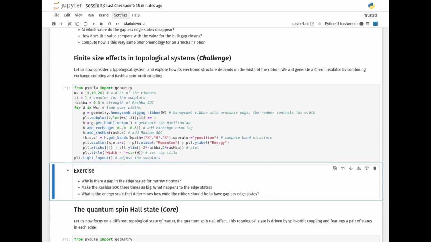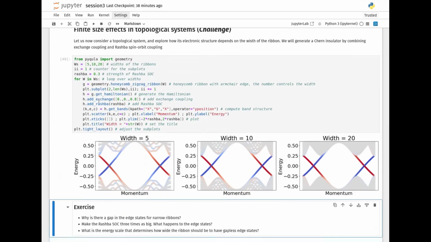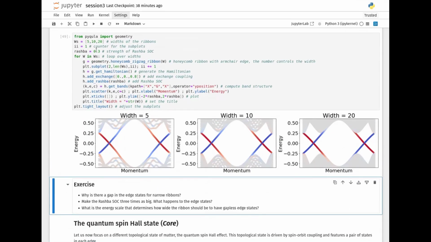And so the bottom line is that in this system, the topological gap is controlled by the combination of the exchange coupling and the Rashba spin orbit coupling. And in particular, if the exchange coupling is very big, then the gap opening is just proportional to the Rashba spin orbit coupling. And so you see that if you increase the Rashba spin orbit coupling, you are effectively increasing the topological gap, and this makes the edge states more localized at the edge.